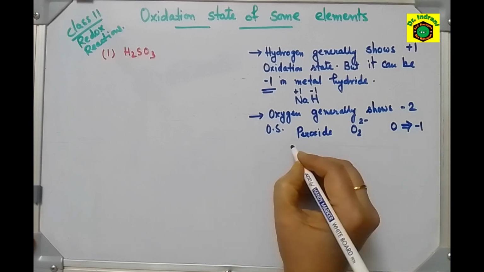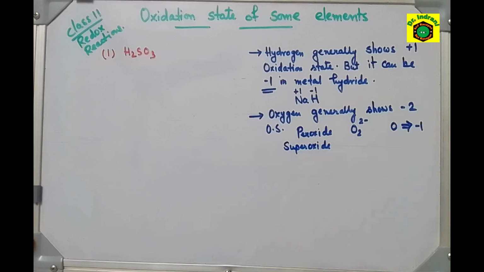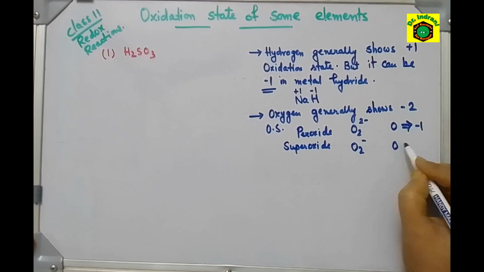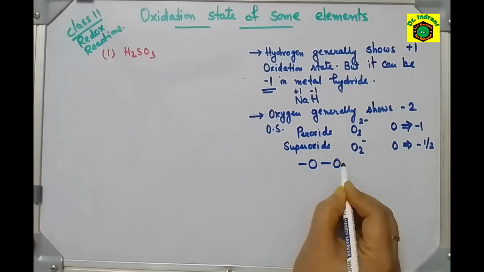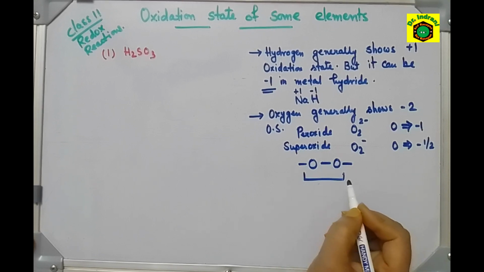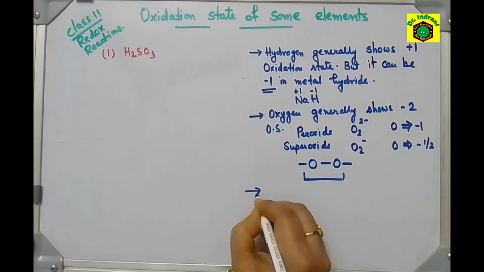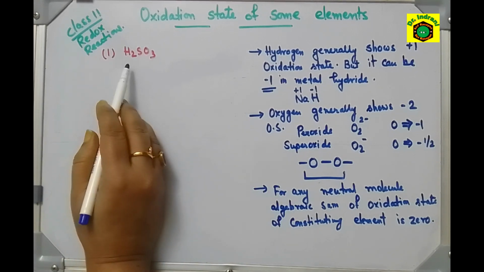For superoxide, it is O2 minus, so each oxygen atom is getting -1/2 oxidation state. Peroxide linkage is this one. Clear? Now another thing you have to remember, for any neutral molecule, the algebraic sum of oxidation states of the constituent elements is 0. Now come back here to sulfurous acid.